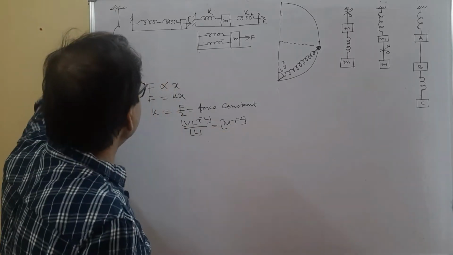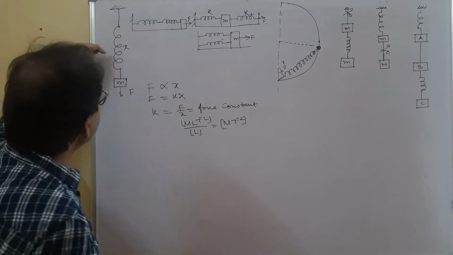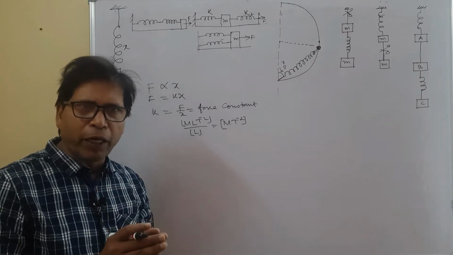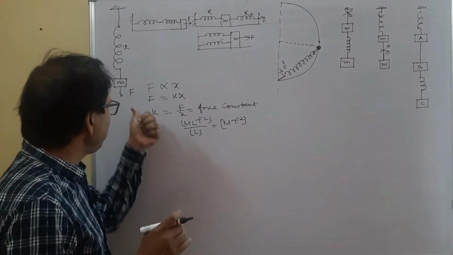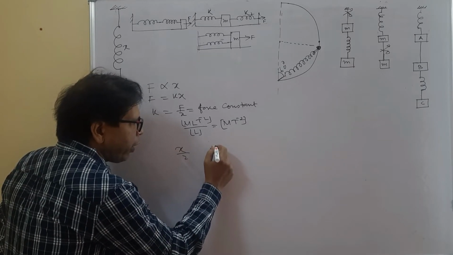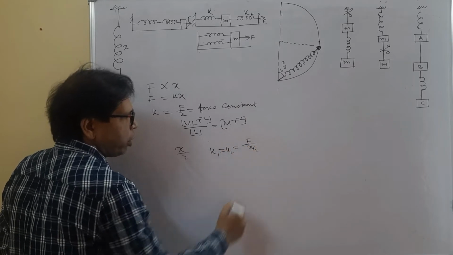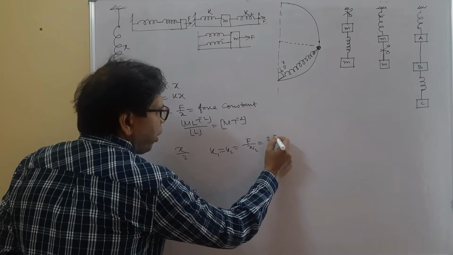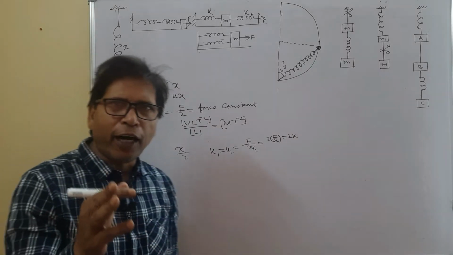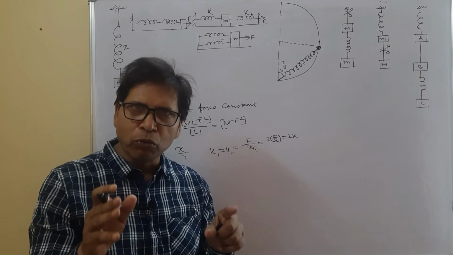Now, what will be the force constant if the spring is cut into two equal parts? If the spring is cut into two equal parts, look at this, the elongation of each part due to application of force F is x by 2. So force constant k1 equals k2 equals force by elongation, which is 2F by x, so this is 2k. Therefore, if a spring is cut into two equal parts, the force constant of each part is 2k.